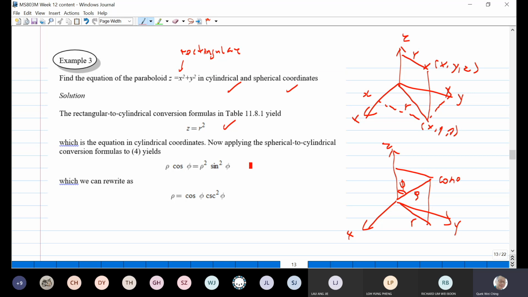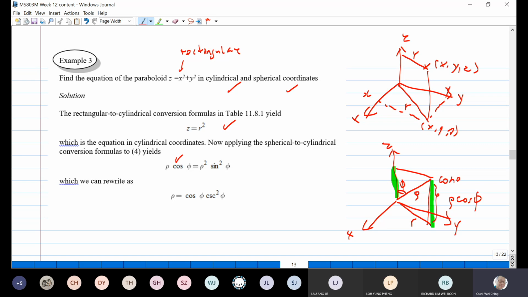So what is z now? z is actually this part here, z equals rho cosine phi. This length here is the same as this length here. So z is equal to rho cosine phi. That's why you get the left hand side.